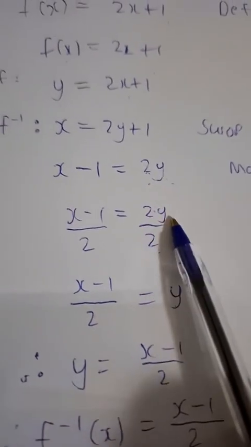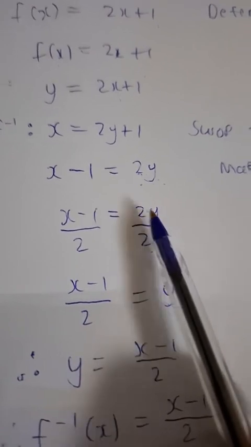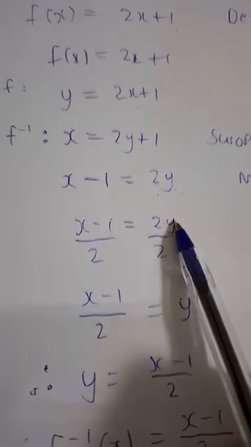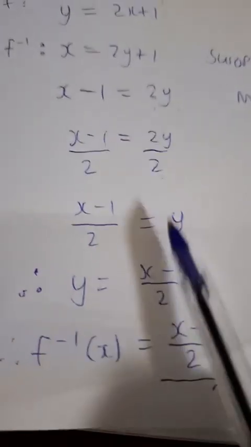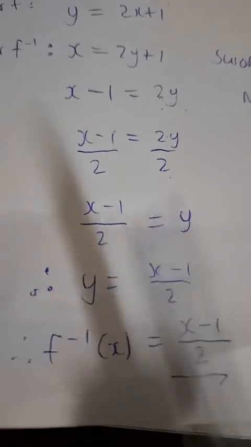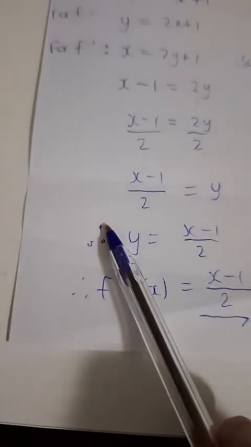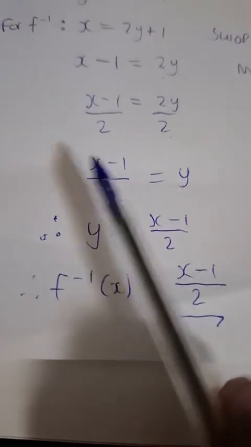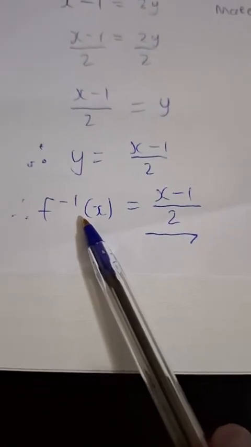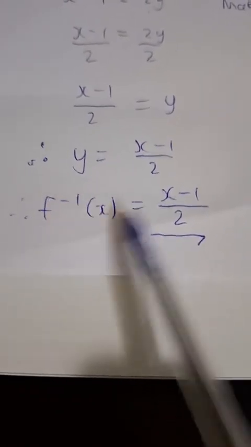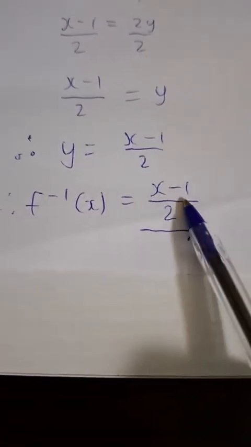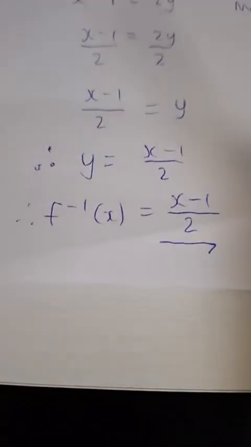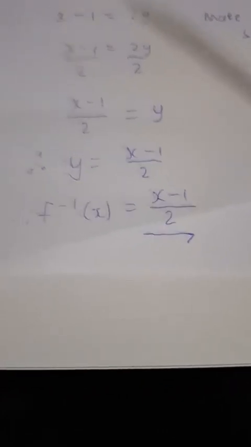Then we divide both sides by 2 because 2 is the coefficient of y. Then y is now the subject because 2 divided by 2 is 1. It leaves us with y is equal to x minus 1 over 2. Then we can conclude that y is isolated, so y is equal to x minus 1 over 2. So then we can write in functional notation of inverse, we say the inverse of the function is equal to x minus 1 over 2. And this basically would be our inverse of the function.